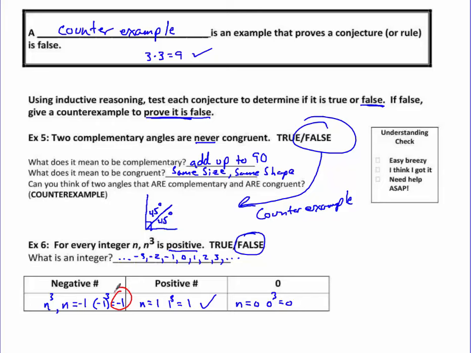So we basically try to find the pattern, say what the pattern is, and see if you can prove that the pattern is true.